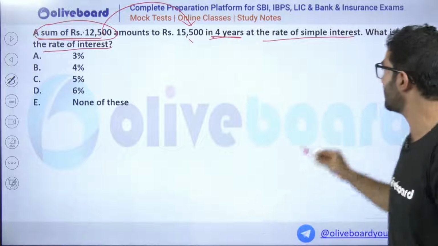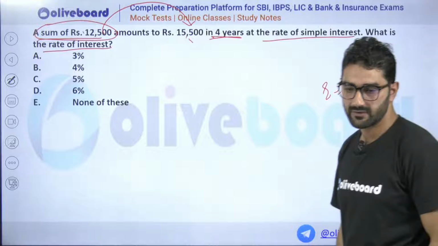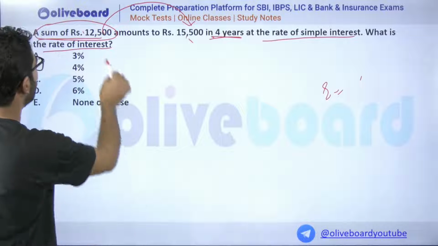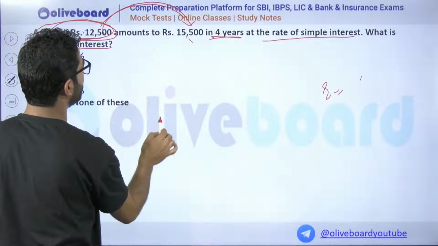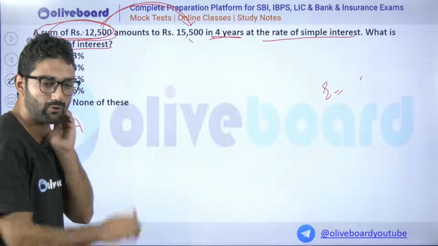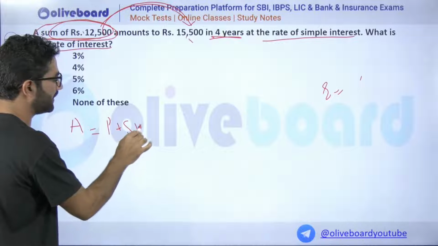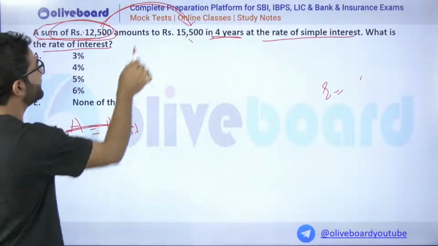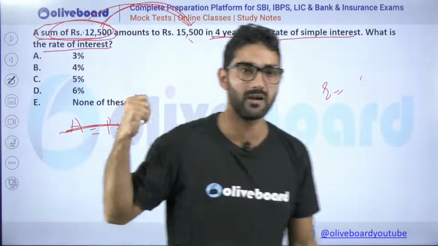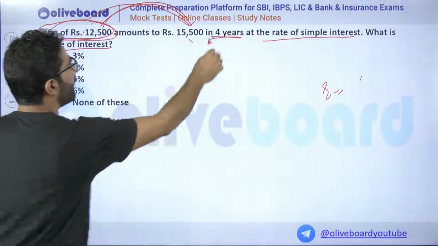I told you always that rate of interest is always calculated with respect to principal. Sum is this much, amount becomes this much. You don't have to remember the formula: amount is nothing but principal plus simple interest. If I subtract principal from amount, you will get the simple interest. There will be a difference of some amount, that will be the simple interest for 4 years.